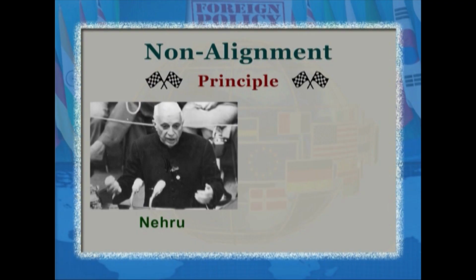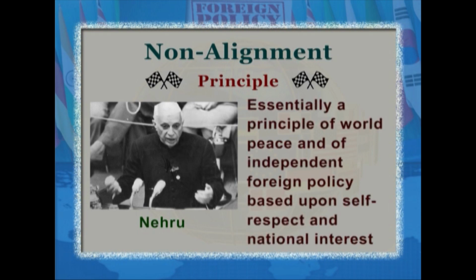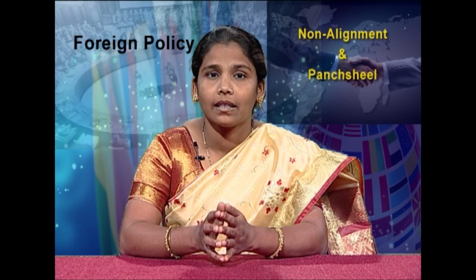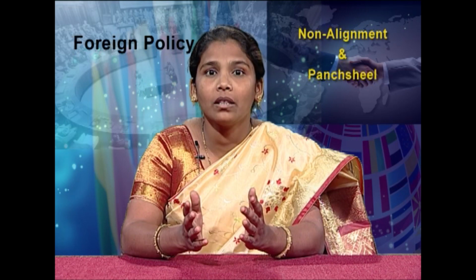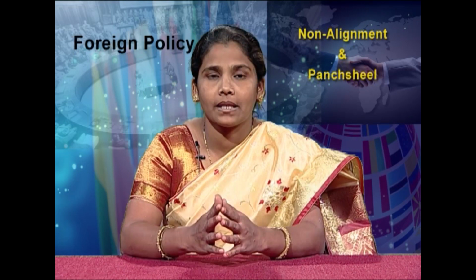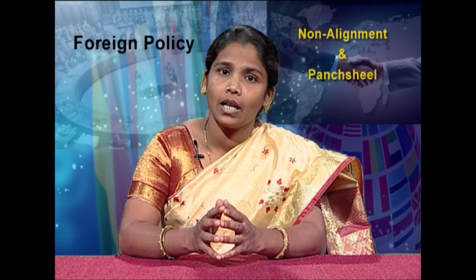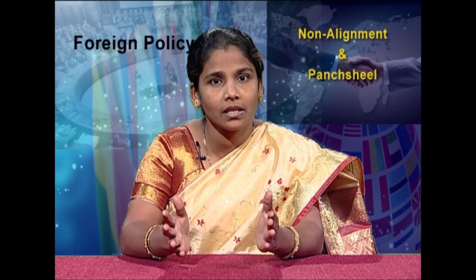While adopting non-alignment, Nehru justified it as essentially a principle of world peace and of independent foreign policy based upon self-respect and national interest. He felt, and very rightly so, that involvement or alignment with any one bloc or superpower would strengthen the Cold War and endanger world peace. It would limit India's ability to work for world peace, friendship and cooperation with all. Alignment would limit India's freedom to express her opinion freely on international issues and problems.